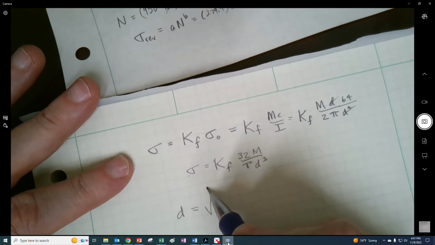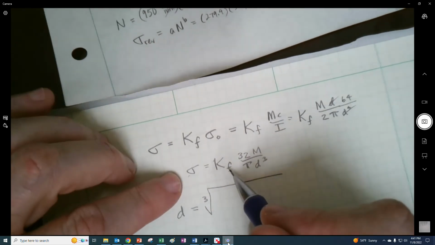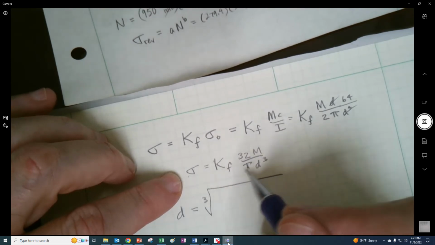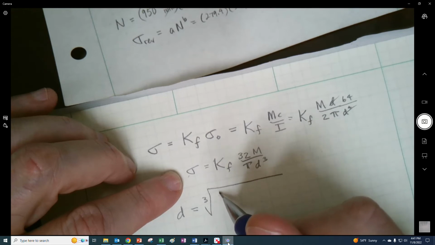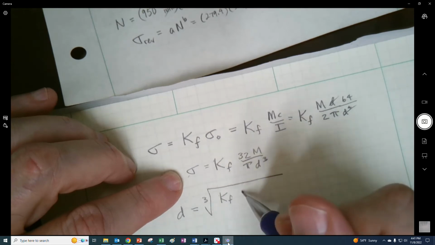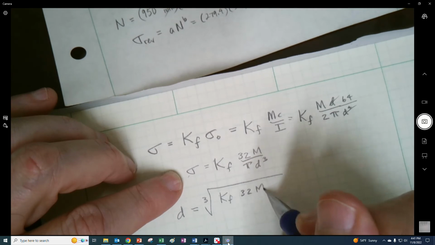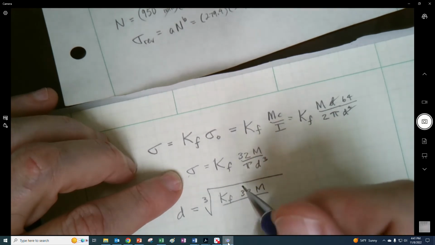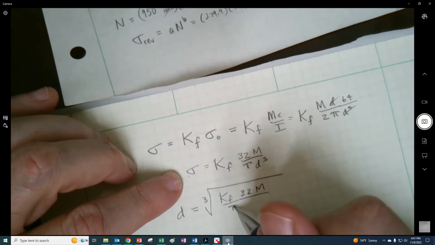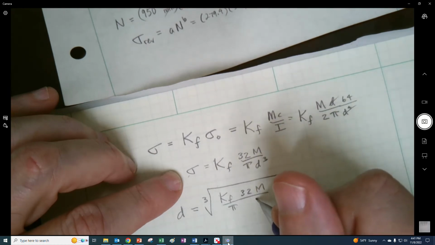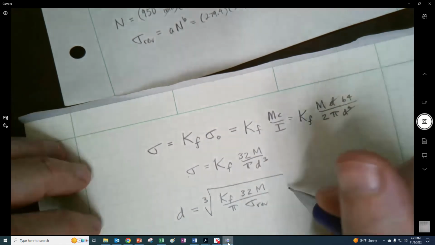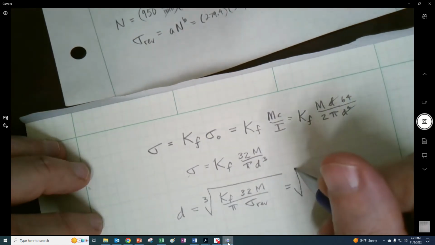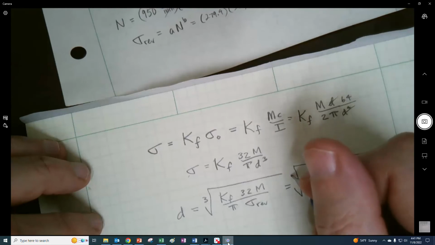The diameter is going to be the cube root of, let's see, did I do this correctly? He's going to come out and then he's going to come back over there. So he's going to have Kf times 32M over pi, and then have the stress. And in this case, it's going to be the reversible stress that we're going to plug in. So let's see if we get something that makes sense.